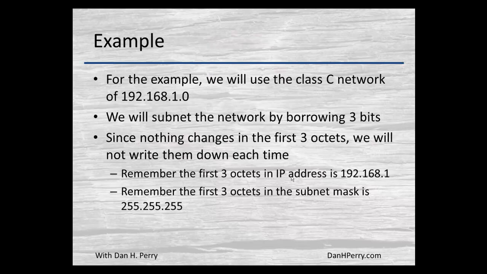Now, for example, we're going to use a Class C network of 192.168.1.0. We're going to borrow 3 bits. Since nothing changes in the first 3 octets, we're not going to write those down for our table. Just remember those first 3 octets are 192.168.1, and the subnet mask portion for the first 3 octets is 255.255.255. For purposes of this example, that makes it easier to work with.